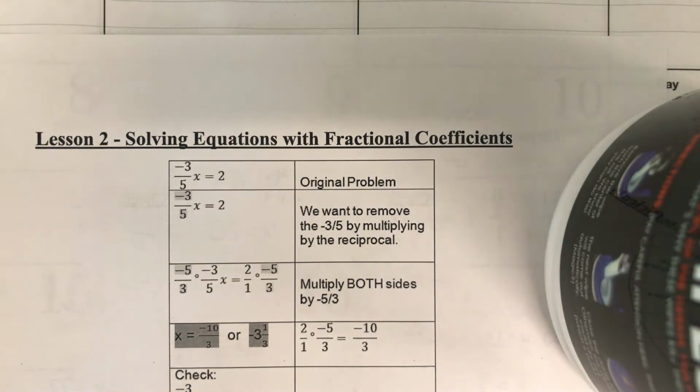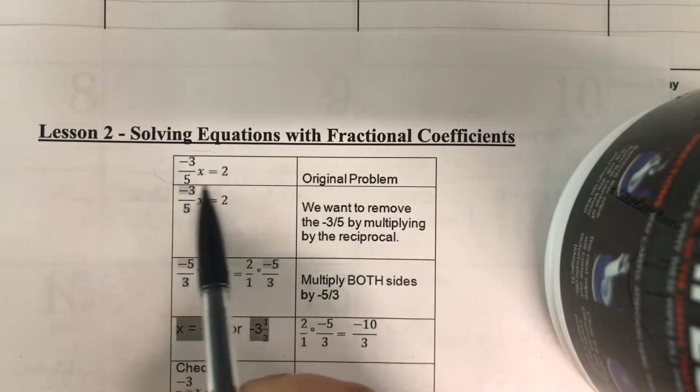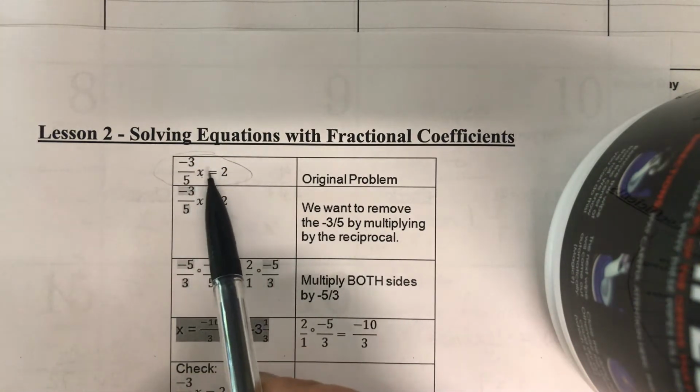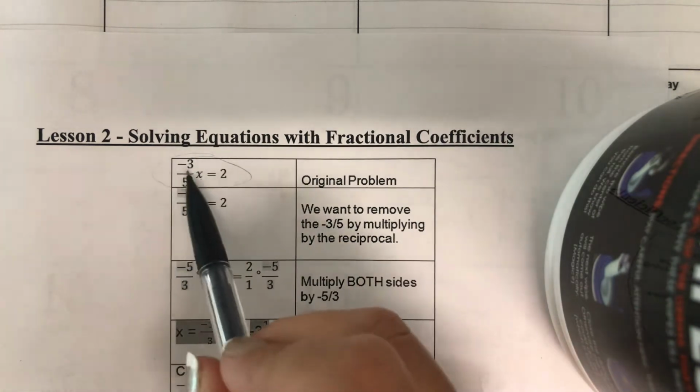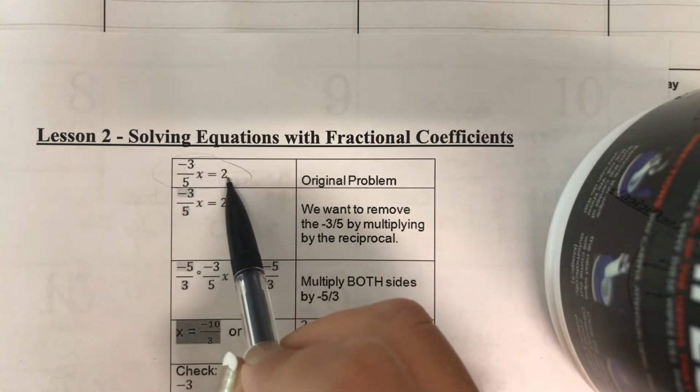So this first example here in the box is all done for us. I wish it was in color, but it's not. So here we've got just things that are highlighted, that I'll point out as we go along. So here's the original problem. We've got this fraction here, -3/5 times x equals 2. So again, remember, this is -3/5 times what number will give us 2.